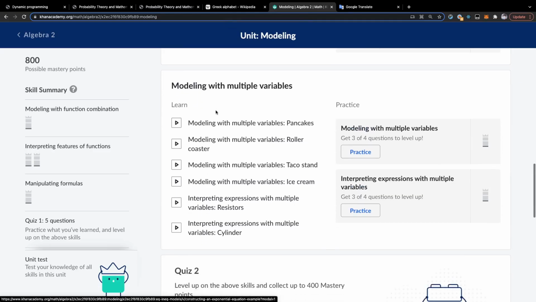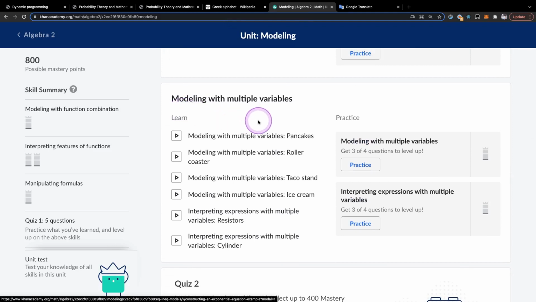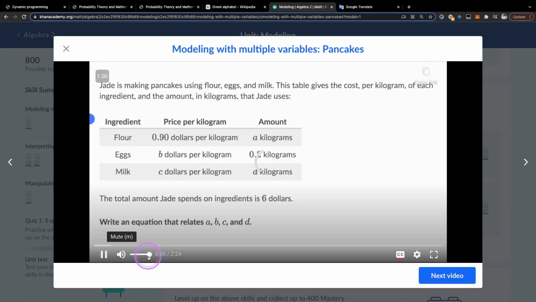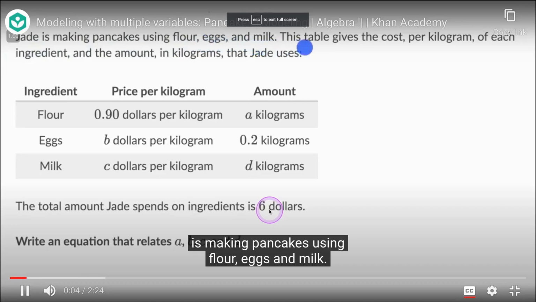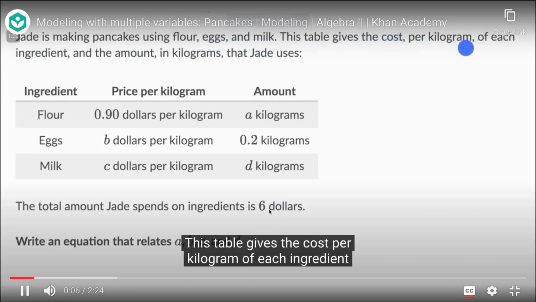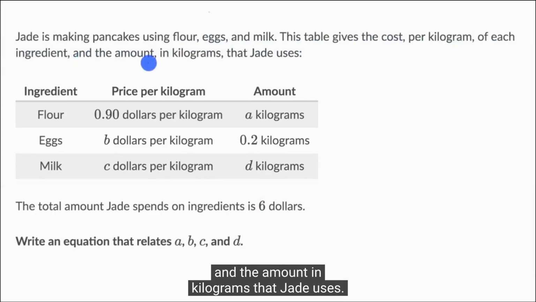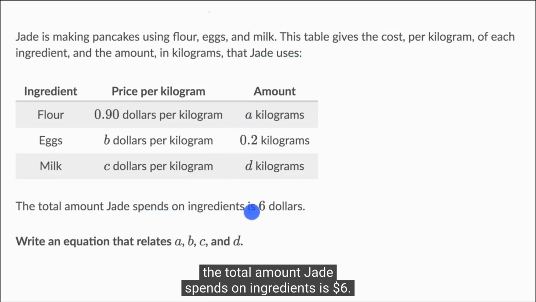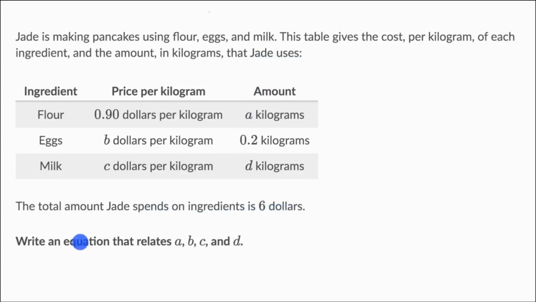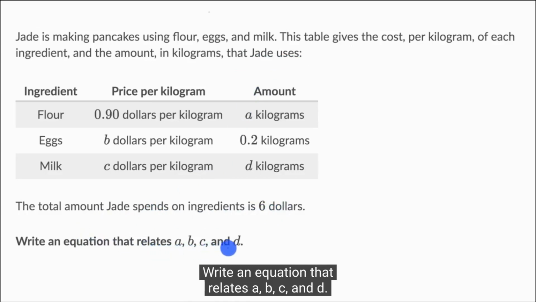Okay, the last section is modeling with multiple variables. We are told that Jade is making pancakes using flour, eggs, and milk. This table gives the cost per kilogram of each ingredient and the amount in kilograms that Jade uses. All right. The total amount Jade spends on ingredients is $6. Write an equation that relates A, B, C, and D.